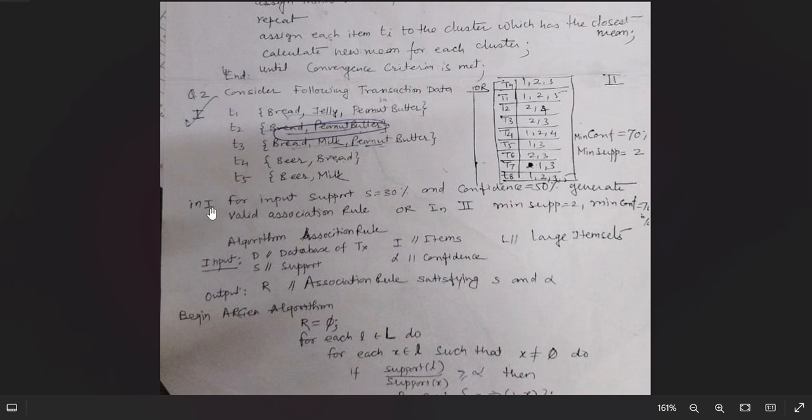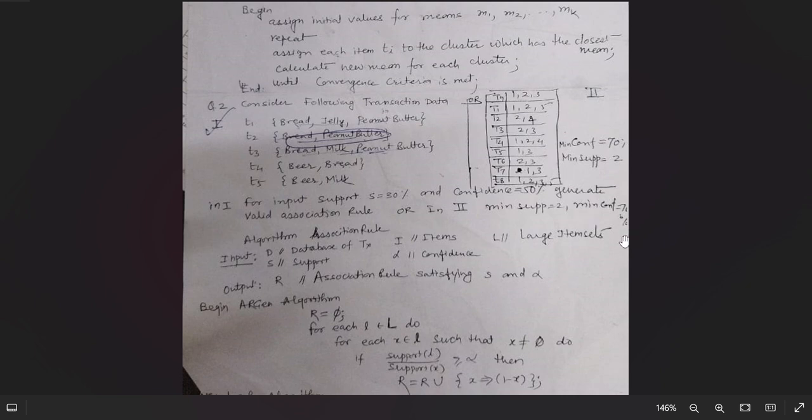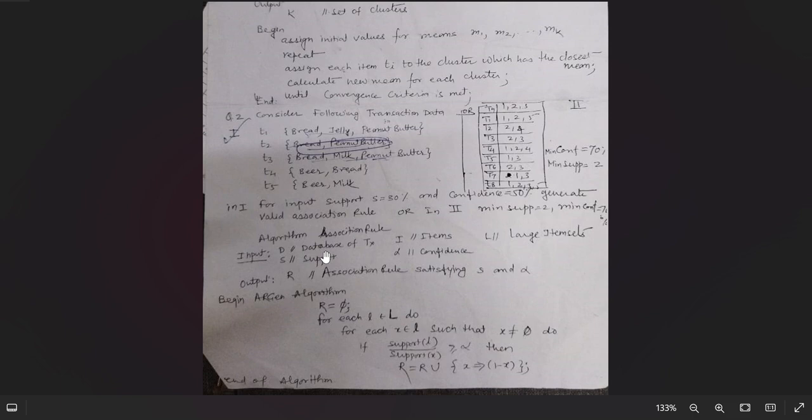For the input, support s is equal to 30% and confidence is given; we are given the confidence and s. Generate valid association rules, or in the second case, minimum support is equal to 2 and minimum confidence is equal to 70%. The algorithm is association rules: input D, database of T, I items and large items, support and confidence. Output is association rules satisfying S and confidence.